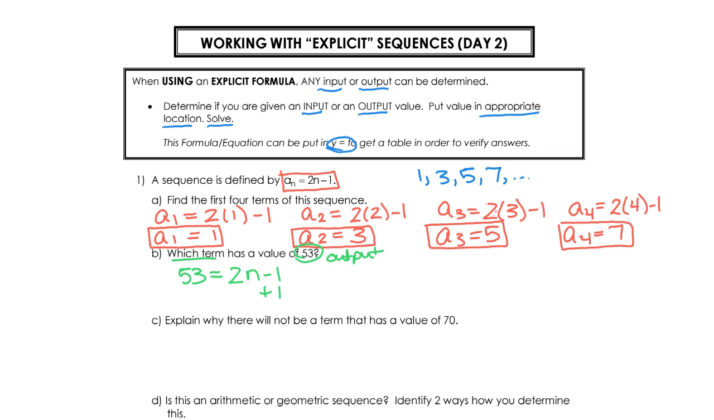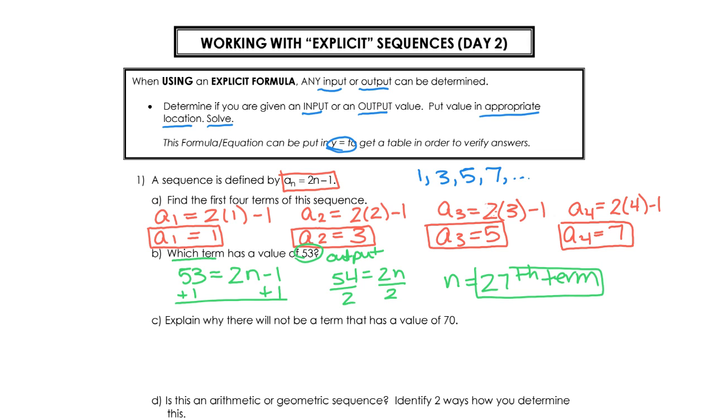Okay. All we have to do is go ahead and add 1. That's going to give us 54 equals 2n, and then we'll divide by 2, and n will come out to equal 27. And so it's the 27th term. So 53 is the 27th term. Had we put in 27, out pops 53.